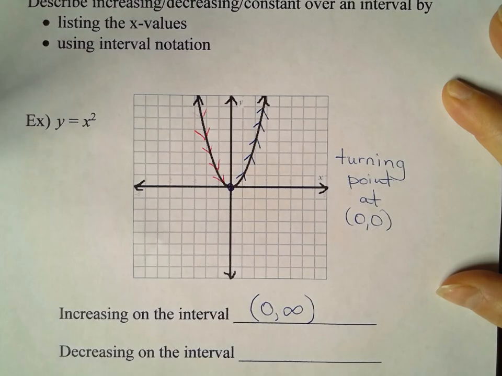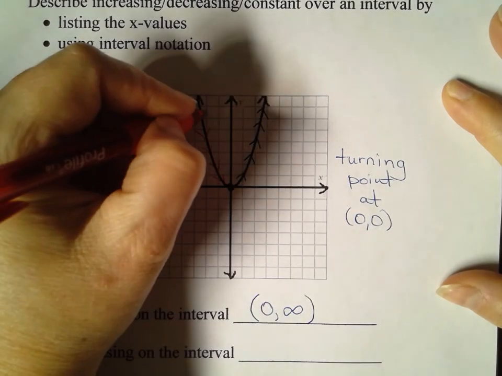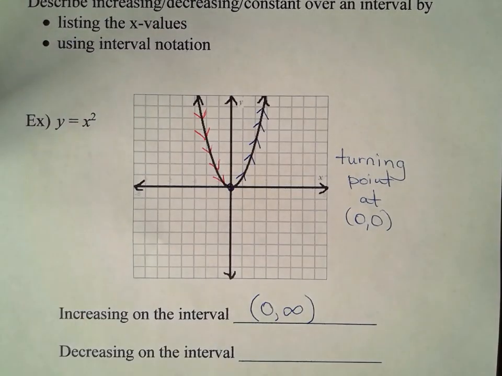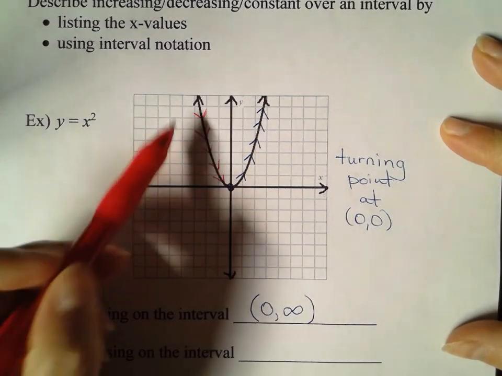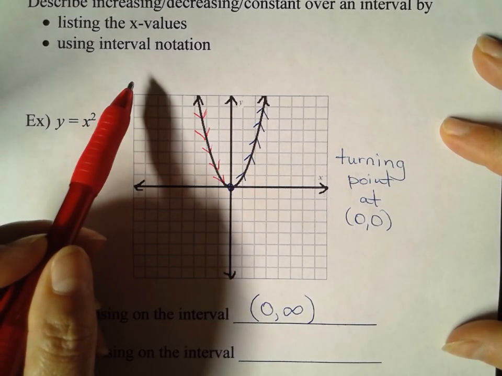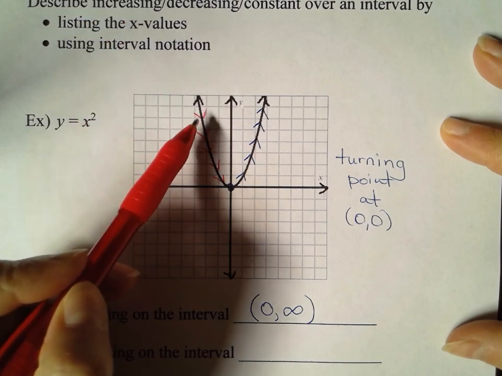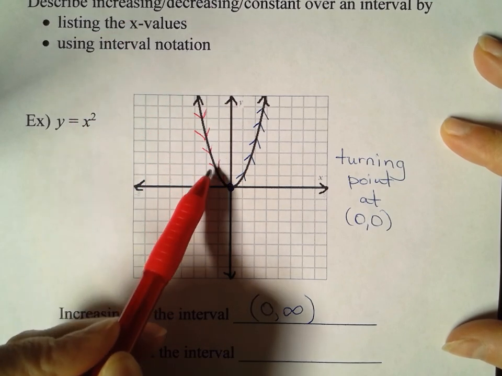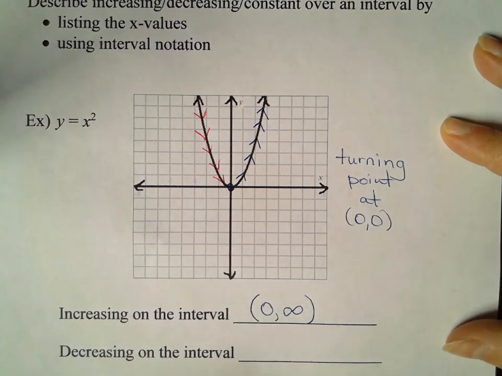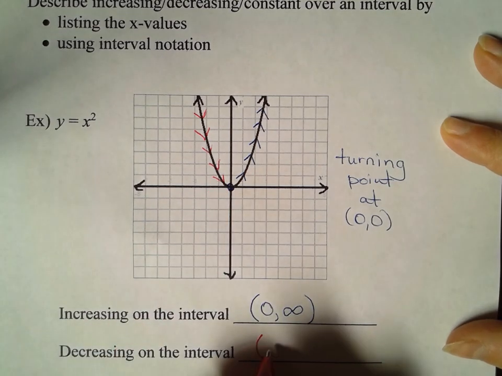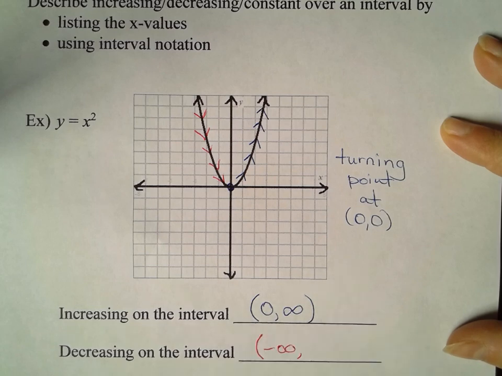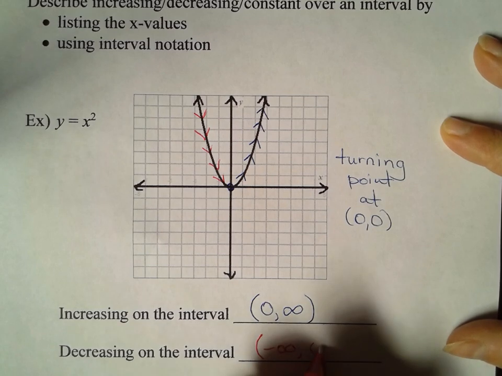And so the place on the graph where this happens, it happens all the way on the left from negative infinity. The graph is way up high, and as we get closer and closer to 0, the y value is going down and getting closer to 0. So it's decreasing on the interval from negative infinity up to 0.